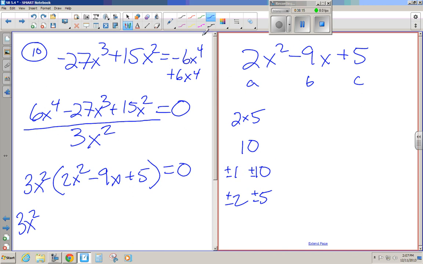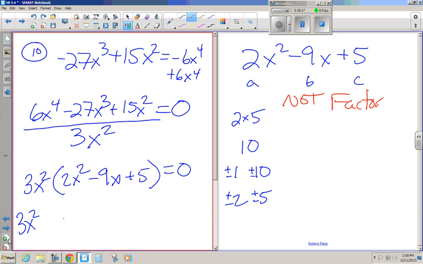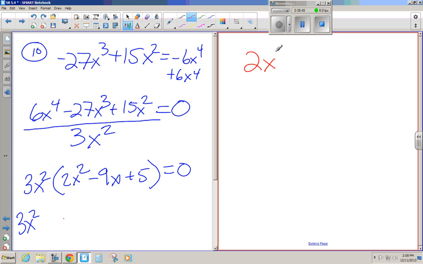Hopefully if you look at this, let's see. As you can see, it looks like 1 and 10 will work, but at no point can you get a negative 9 from a positive 1, a positive 10, a negative 1, and a negative 10. So this right here is not factorable. So we did a little bit of work to see if it was factorable, but in the end, you're going to find out that it's not. So instead, we have to go back to the quadratic formula.